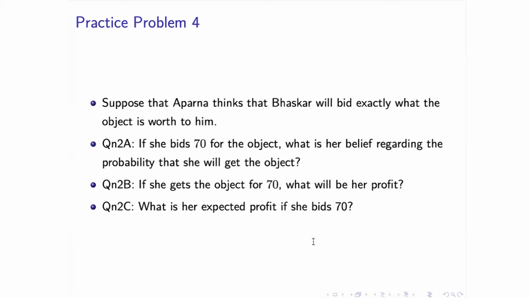If she bids 70 for the object, what is her belief regarding the probability that she will get the object? That's question A. Question B is, if she gets the object for 70, when her valuation is 80, what will be her profit? And finally, what is her expected profit if she bids 70, right? At this point, please pause the video and think about the answers to these questions before you proceed further.